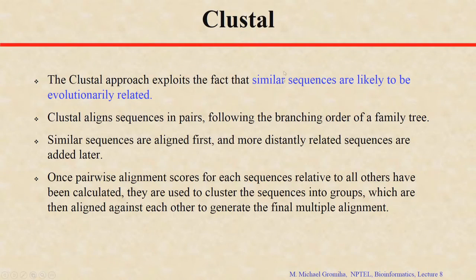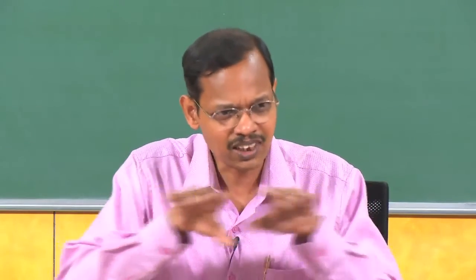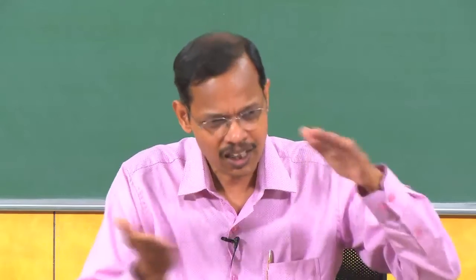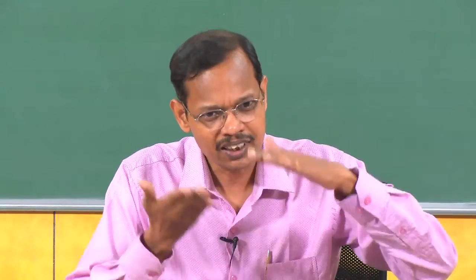There are several approaches to tackle the situation. ClustalW is one of the most popular approaches to align similar sequences which are evolutionarily related. How does it work? First they align the sequences in pairs, then similar or small sequences are put together, forming clusters of sequences which are similar to each other. They add them one by one, and the distantly related sequences are done later.